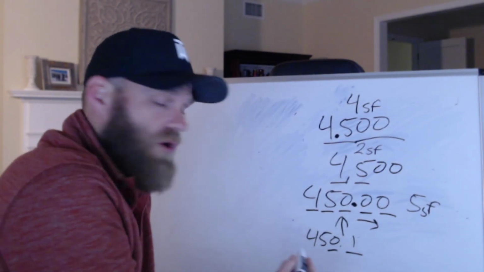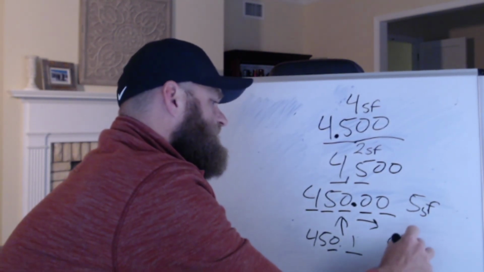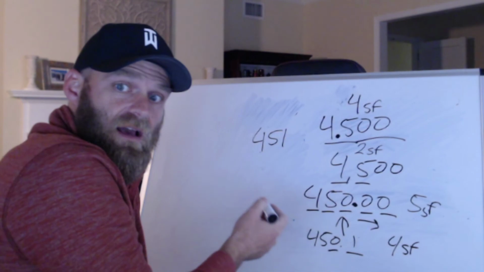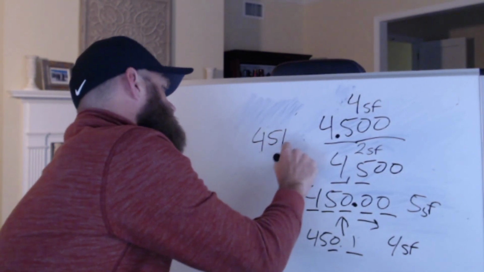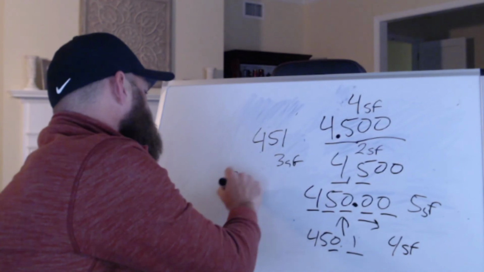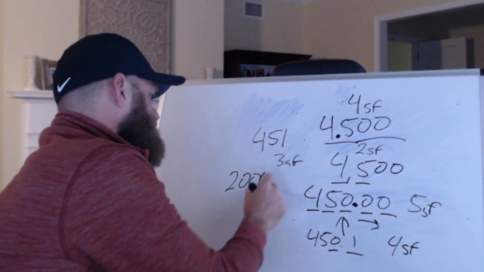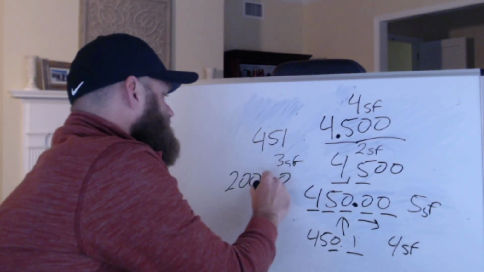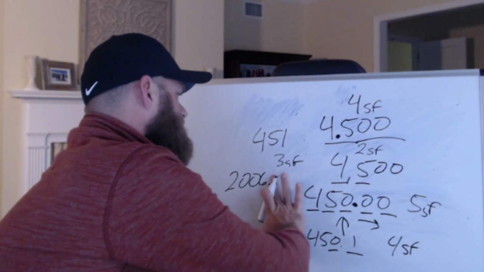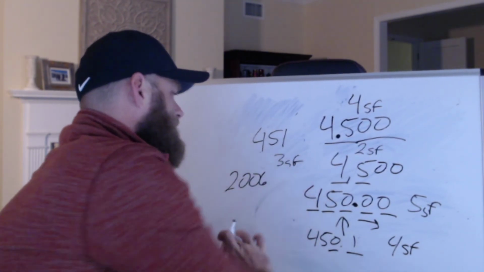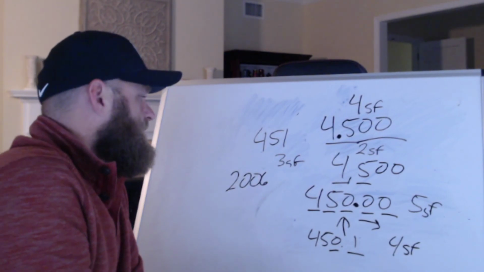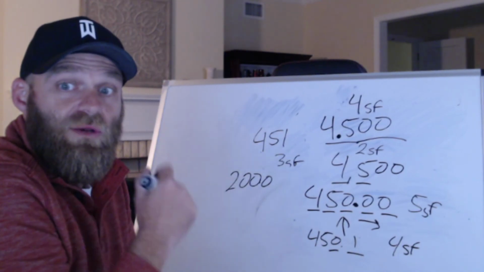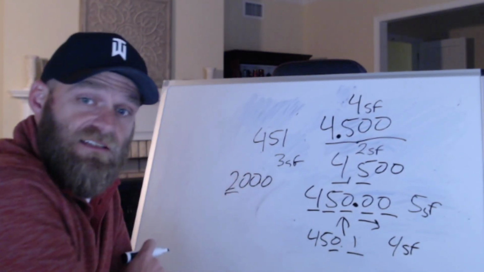450.1, I have 4 sig figs. 451 would be 3 sig figs. Okay. 2006.0 is 5 sig figs. 2006 even is 4 sig figs. And then 2000 would be 1 significant figure. This is the only significant figure.